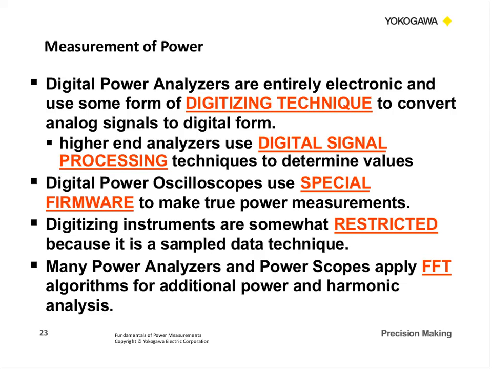Now, any type of digitizing technique and digitizing instrument is what we call somewhat restricted. It is sampled data. So we've got to remember that it is sampled data. But we sample it very fast, but it's still sampled data. Most of our power analyzers and power scopes will apply an FFT, a fast Fourier transform algorithm, for additional power and harmonic analysis. And we're going to get into harmonic analysis in a future webinar.